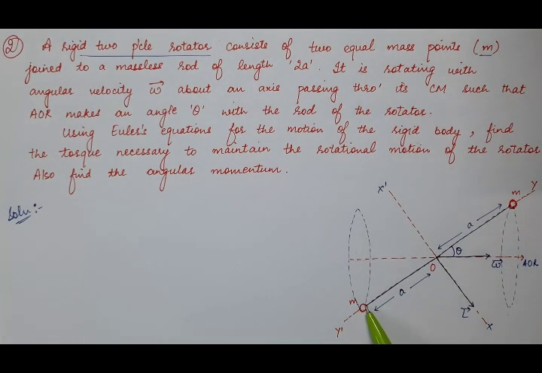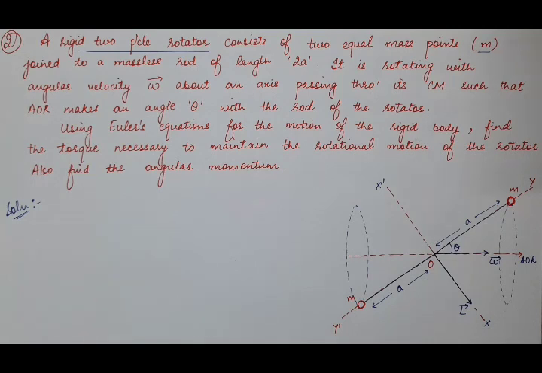This rotator will rotate about this axis of rotation in this way, and it will follow this path. This mass will follow this path, and this mass will follow this path. So we need to know the value of the torque which is required to maintain this rotational motion of this rotator, and then we will also find the angular momentum of this two-particle rigid rotator. So here you can see that we have taken this two-particle rigid rotator in the direction of y-axis.